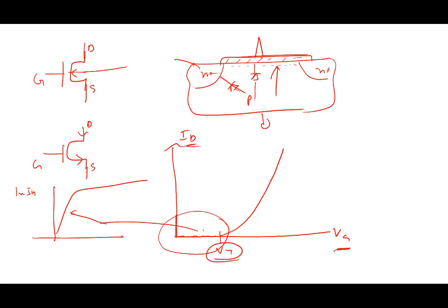The next thing to understand is how does ID depend on VD? ID versus VG looks like this, okay. How ID depends on VD is what we'll see in Monday's lecture. We'll hold Monday's lecture here itself, and we'll see ID versus VD, how it varies, and then we'll look at the MOSFET model, DC model and small signal model. And as I said, once you have that, then all the MOSFET amplifiers you can do. Common gate, common source, common drain, all of that you'll do. Okay?